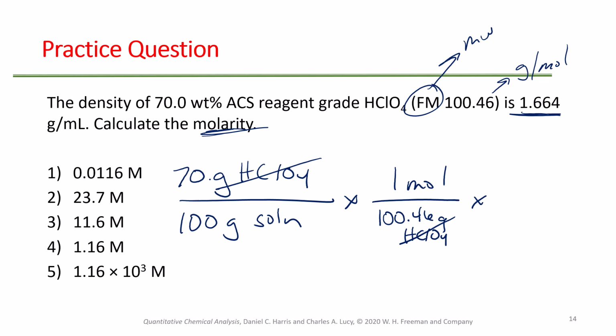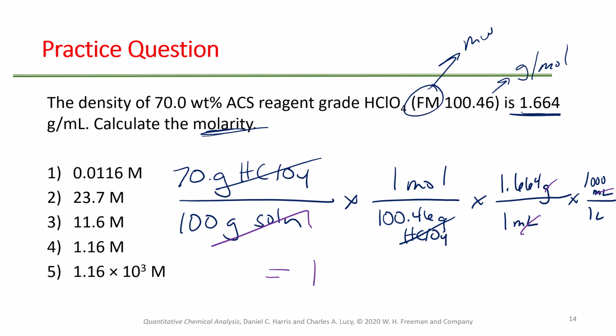Now let's get the bottom number. So grams of solution to milliliters of solution, we have to use density. I want milliliters on the bottom, and that is 1.664 grams on top. And then lastly, I want liters on the bottom, so I will do 1 liter, 1,000 milliliters. So all my units should cancel, and I should have moles per liter. All right, when I plug this into my calculator, I get 11.6 molar, which means 3 will be the right answer.